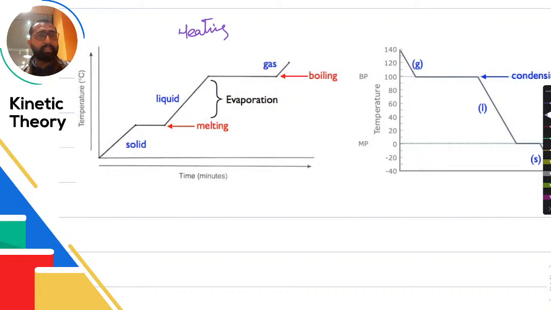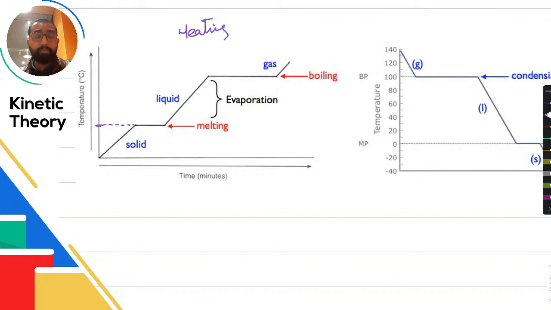Now, the solid is there and the temperature is rising. How do I know the temperature is rising? Because the value is going up. On the graph, the temperature is on the y-axis, and the value is going up. Then something happens, and at a certain temperature, the value stops going up. It just stays where it is.